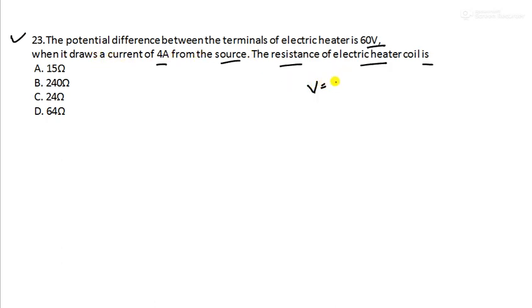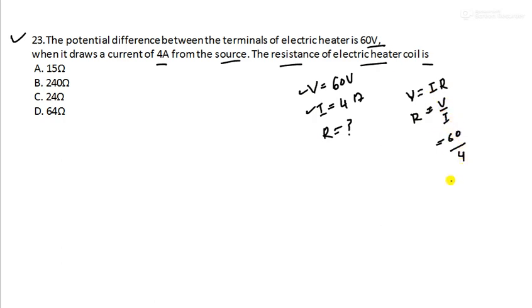Potential difference means voltage, which they have given as 60 volt, and it draws the current. The value of I is given as 4 ampere. They have asked for the resistance. Based on the data, use the suitable formula. We have Ohm's law, V is equal to IR. Since we have V and I, we need to find R. R will become V by I. So what is V? 60 divided by 4. How much is this? 15 ohms. So option number A is the right answer. Got it? Moving to the next question.